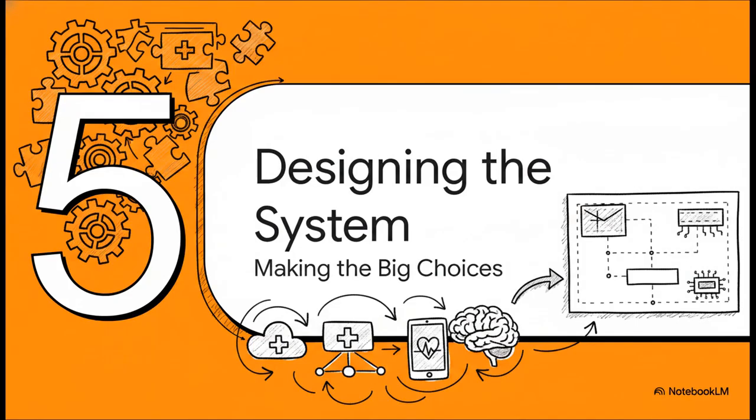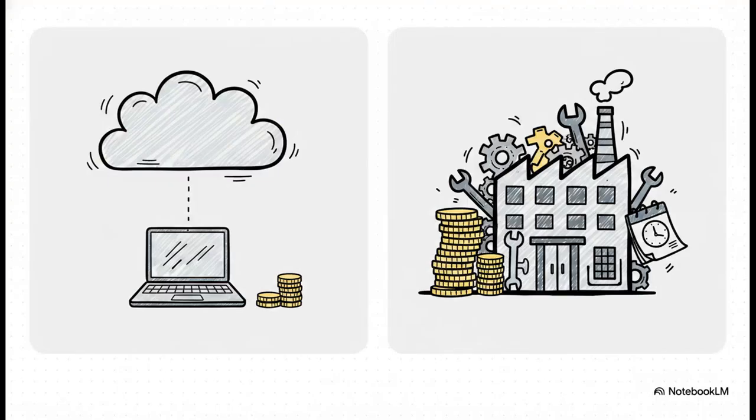And that brings us to Section 5, Designing the Final System, Making the Big Choices. Okay, now that the team has planned everything out and thoroughly analyzed the workflow, they have to make some crucial structural decisions based on those exact specifications they just gathered. And here is the first massive choice. Who is going to build and maintain this thing? Here we have to weigh cloud computing versus an in-house prototype.